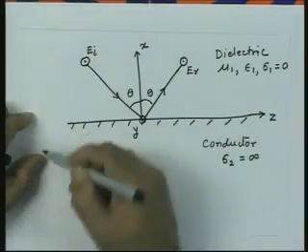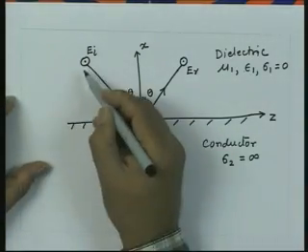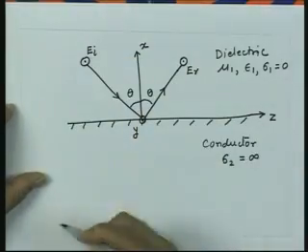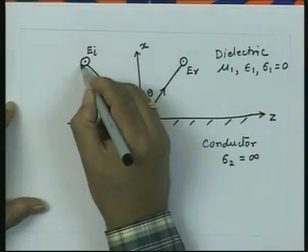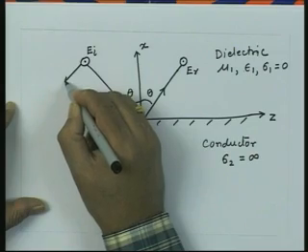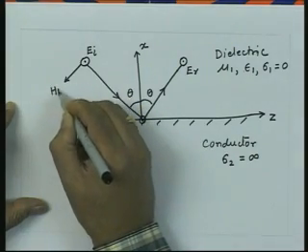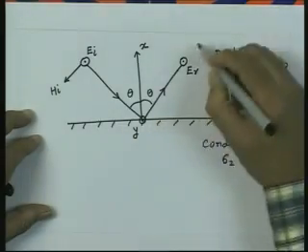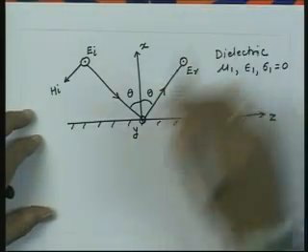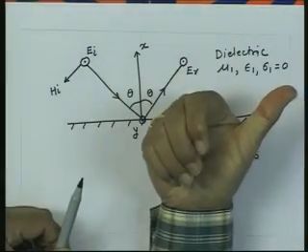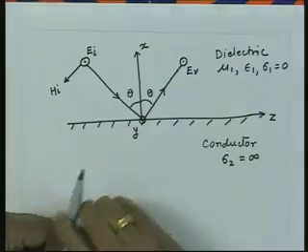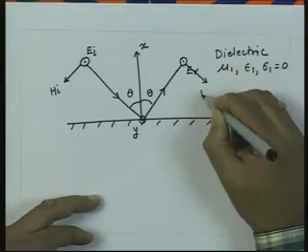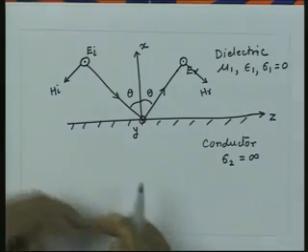Then by using the Poynting vector, we can get the direction of the magnetic field. E cross H should give me the direction of the wave propagation. So, the magnetic field must be in this direction. So, this is H I, and since this wave is going in this direction, again E cross H should give me the Poynting vector. So, that should be the direction of the magnetic field H R.